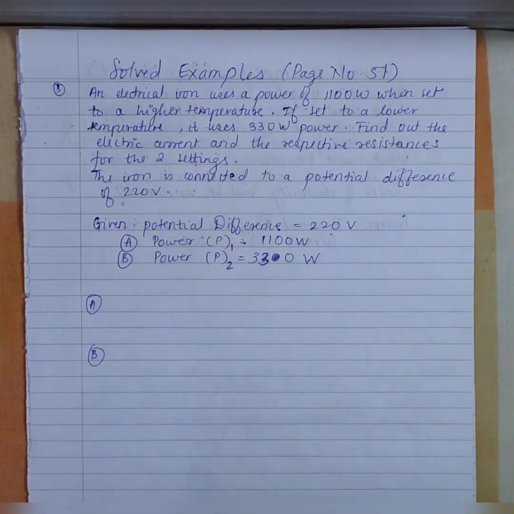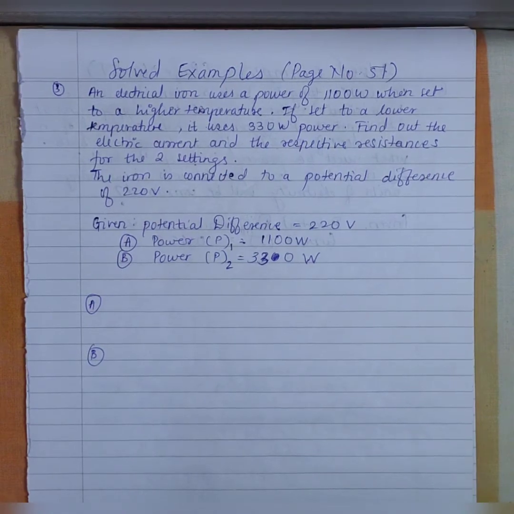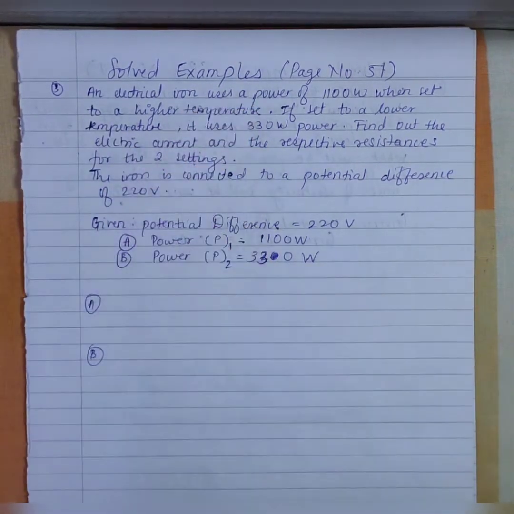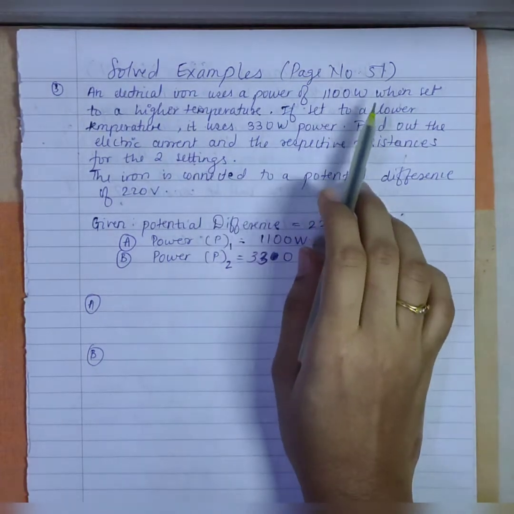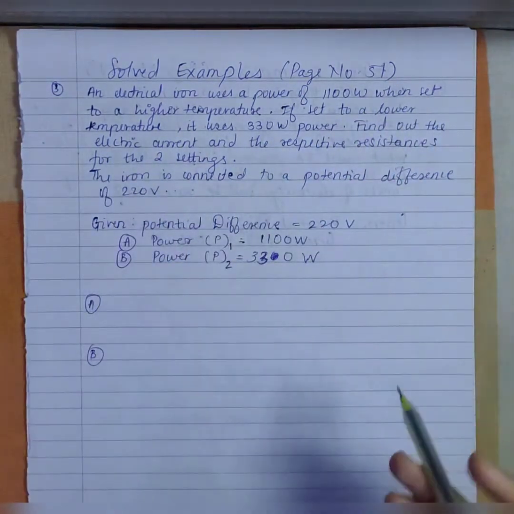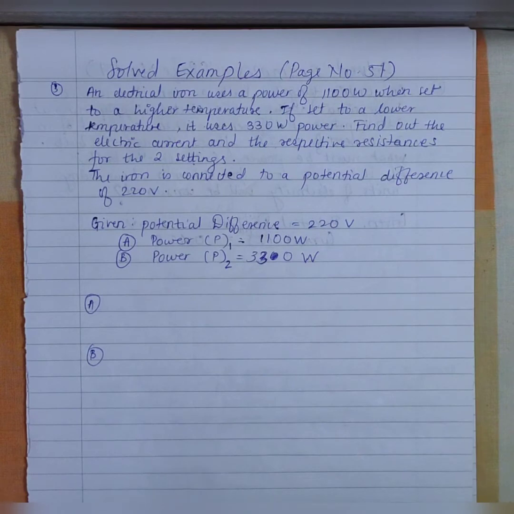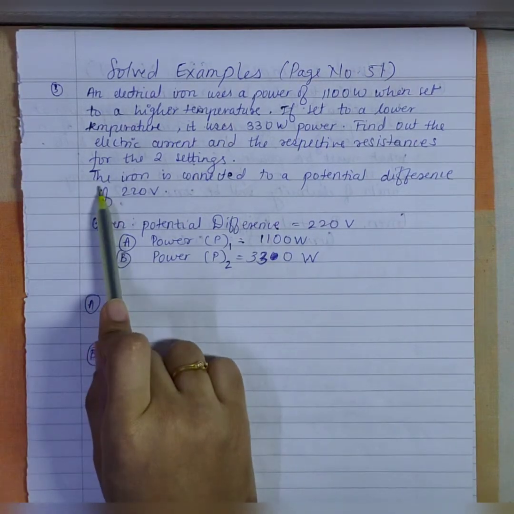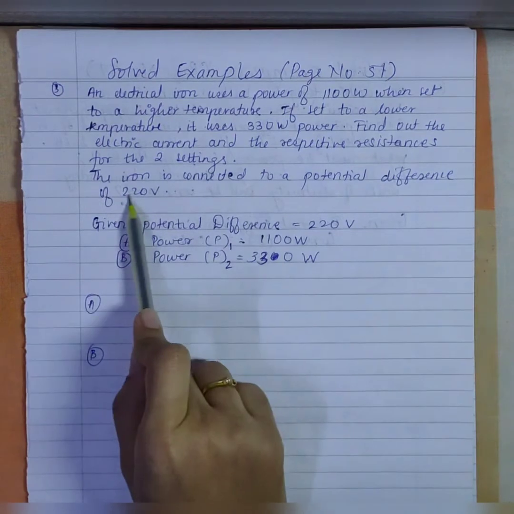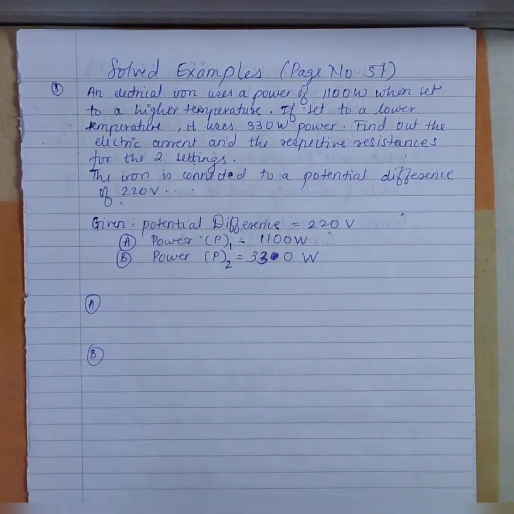Okay, so now let's move to the third sum in your solved examples that is given on page number 51 of your textbook. So what does it say? An electrical iron uses power of 1100 watt when set to a higher temperature. If we set it to a lower temperature, it uses 330 watt power. Find out the electrical current and the respective resistances for these two settings. They've also given the iron is connected to a potential difference of 220 volt.